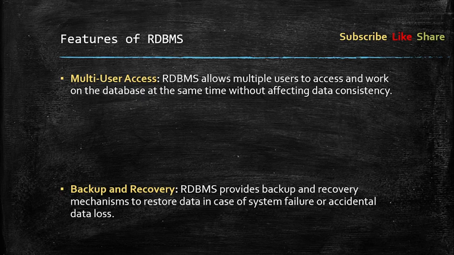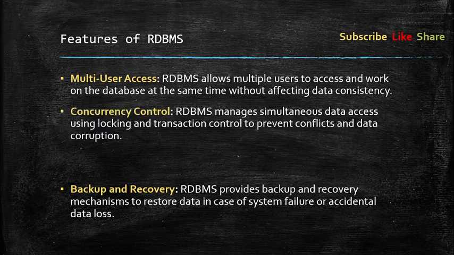And also, RDBMS handles multi-user access simultaneously, which means that when multiple users access the same data, RDBMS ensures that there would be no data inconsistency in the final data. Multiple users can access the data easily without data corruption. And also concurrency control. RDBMS is designed in a way that it can manage simultaneous data access using powerful mechanisms like locking mechanisms and transaction control in order to prevent conflicts and data corruption.